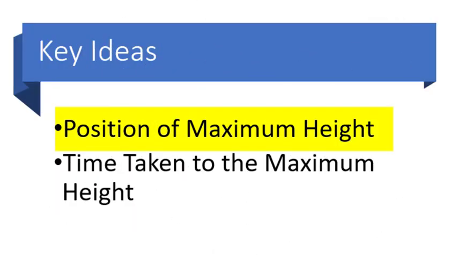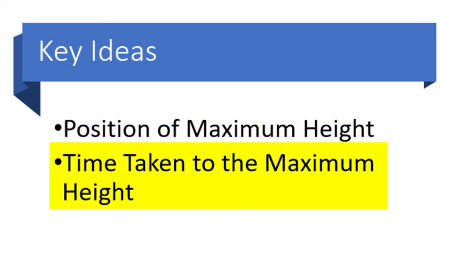The maximum height of a projectile launched on an incline is measured perpendicular to the plane of the incline. Even though the trajectory of the projectile is not symmetric about the maximum height point, the time taken by the projectile from the launch to the highest point is the same as the time taken from the highest point to the landing point.